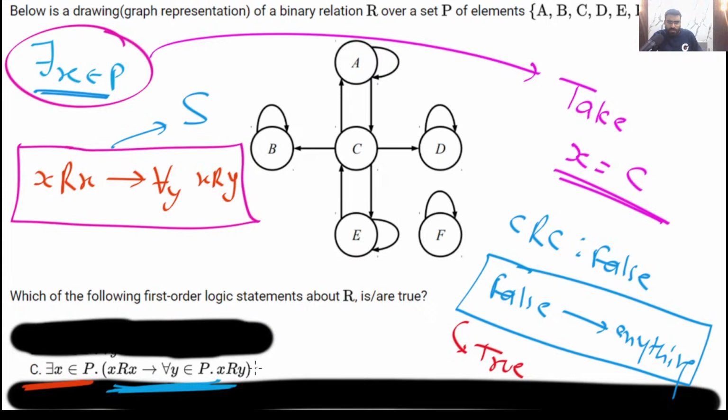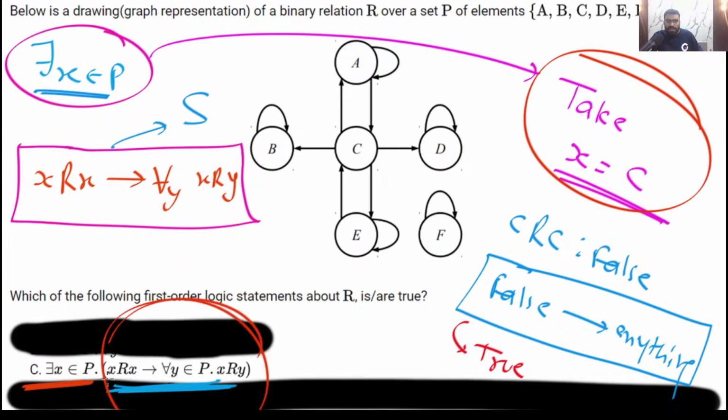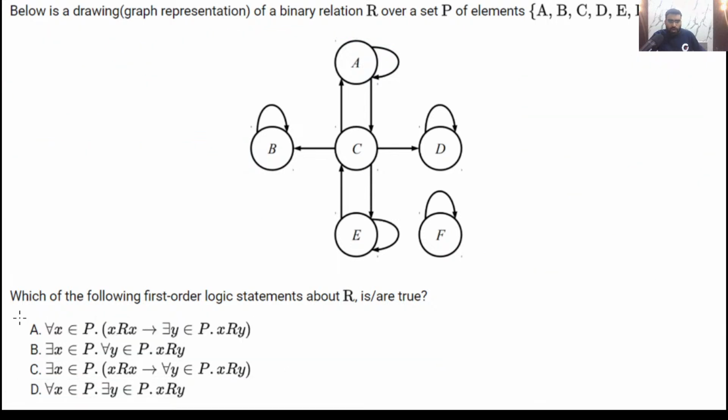So option C is saying there is some element for which this internal expression is true. Yes, you can take x equal to C. For C, this internal expression will be true, because C is not related to C, so the premise is false, and false implies anything is true. So you can see, very simple. Option C is actually true. What about option D? Finally, what about option D?